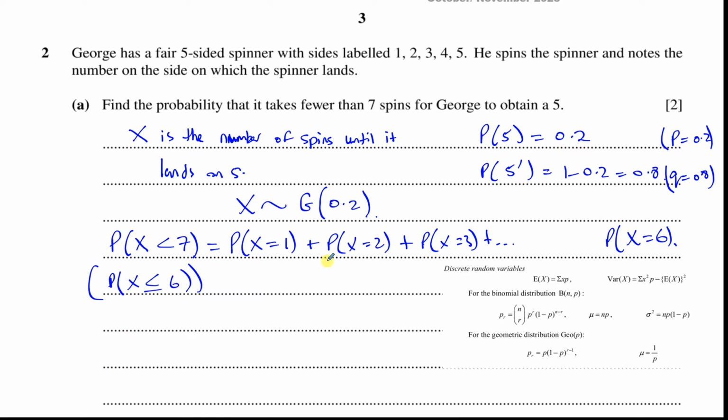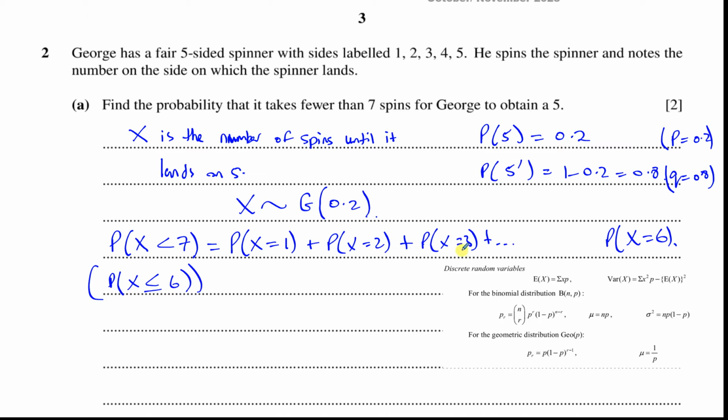So basically, for it to land on a 5 on the first spin, you're just going to have 0.2. For it to land on a 5 on the second spin, it means the first spin has to be not 5. So you have not 5 and then 5.